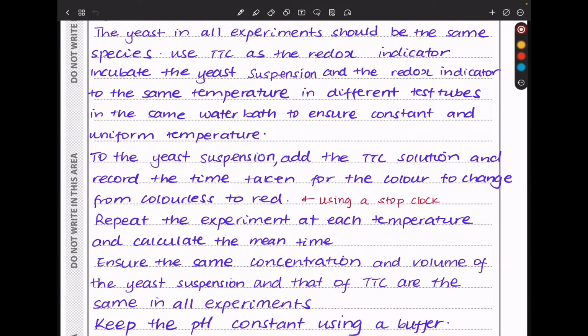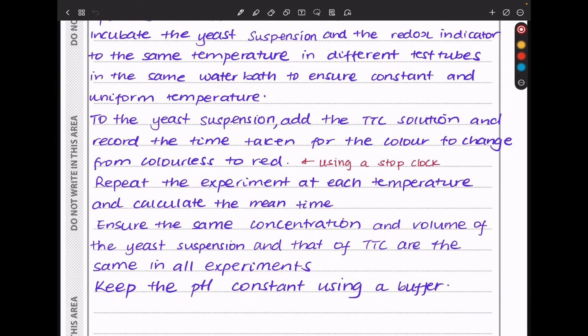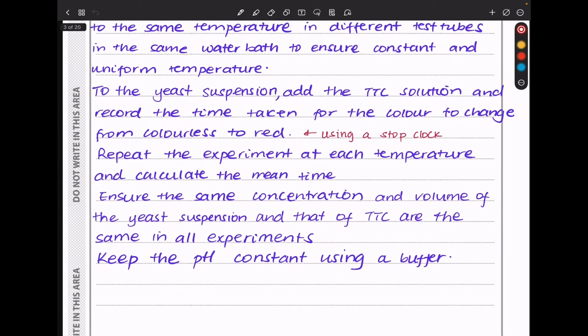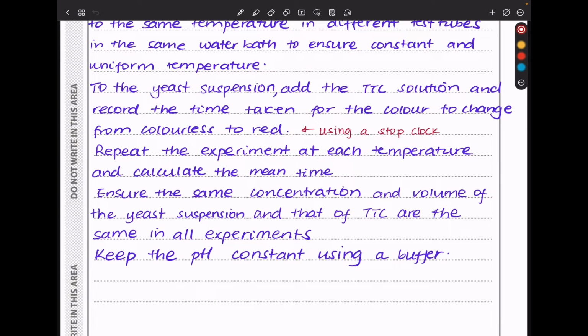And then to the yeast suspension, we add TTC solution and record the time taken for the color to change from colorless to red. We repeat the experiment at each temperature and calculate the mean time, and then ensure the same concentration and volume of the yeast suspension in all experiments, as well as the same concentration and volume for the TTC solution, which is going to be used in all experiments. And we have to ensure that the pH is kept constant using a buffer.